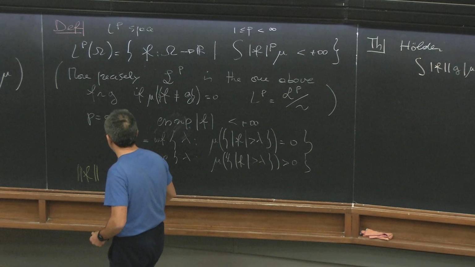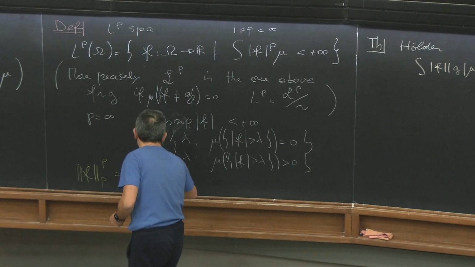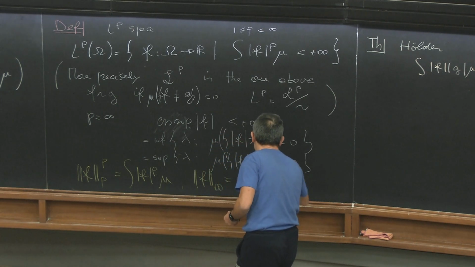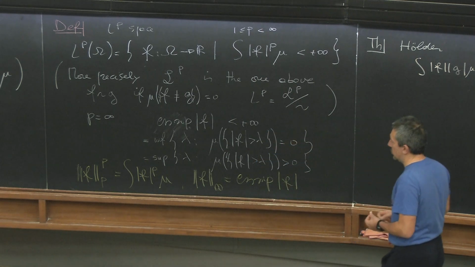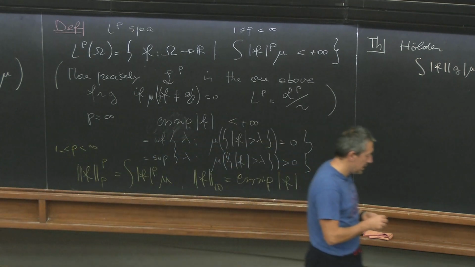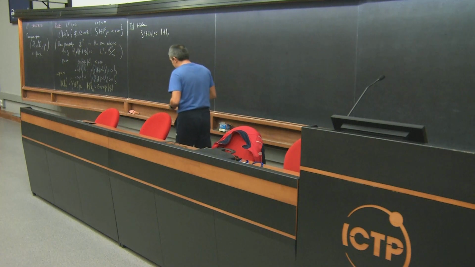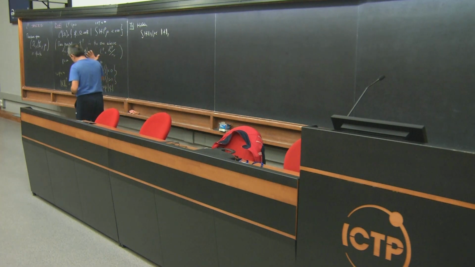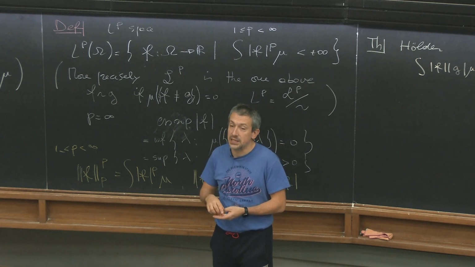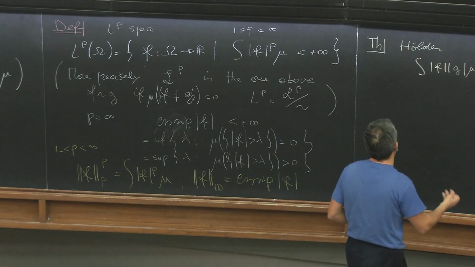The norm of f in L^p to the p is the integral of |f|^p, and the norm of f in L^infinity is the essential supremum. So this is for p between 1 and infinity, and for p equal to infinity. For p less than 1, you get an object that we are not studying in these lectures, and the problem is that you don't have a convex space. You have a metric, but the unit ball is not convex.